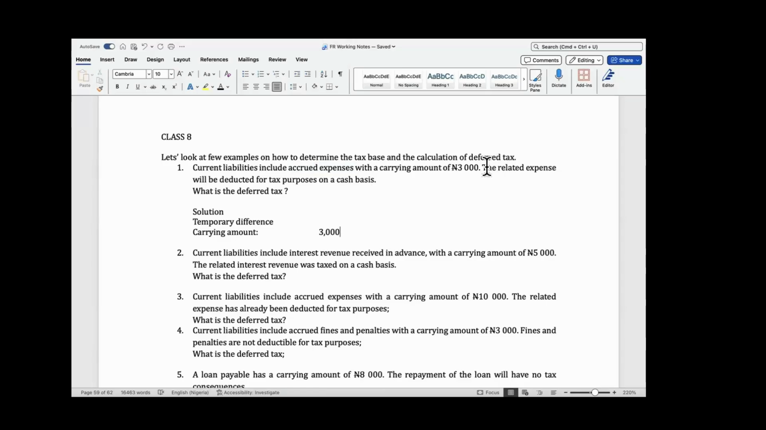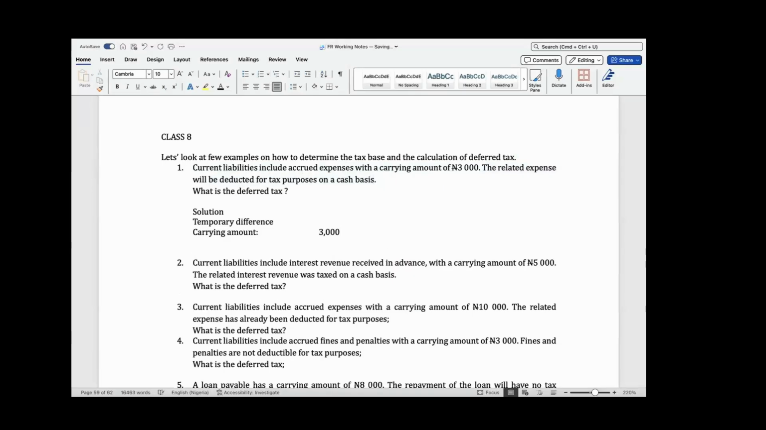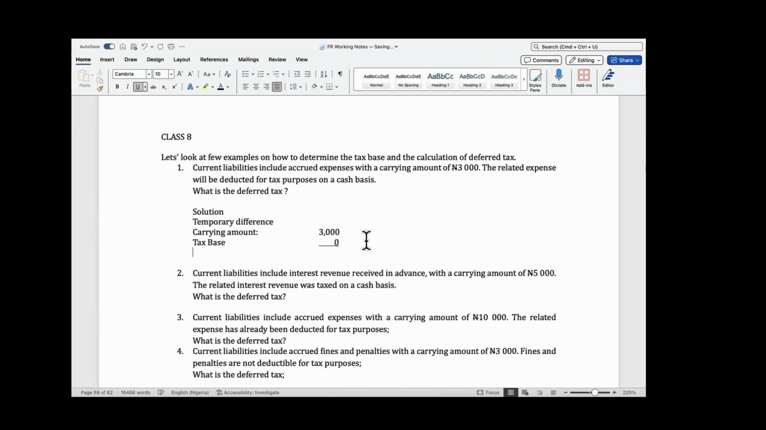But a related expense related to this accrued expense will be deducted for tax purposes on a cash basis, meaning that the taxman is not going to capture it now. The taxman is saying that I'm going to capture this on a cash basis. When you pay for it, then I would capture it as a deduction. I will deduct it for tax purposes. So as it is today, the taxman says he's not going to capture this amount. So his tax base is zero.